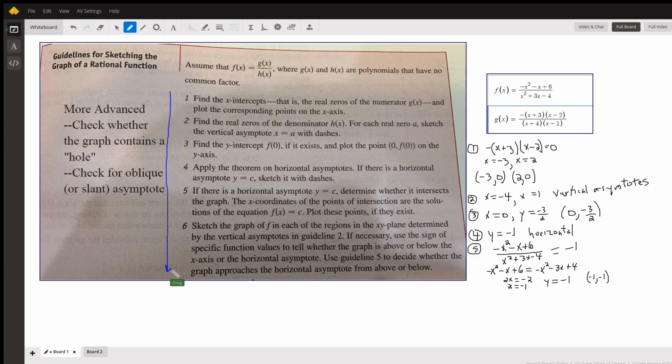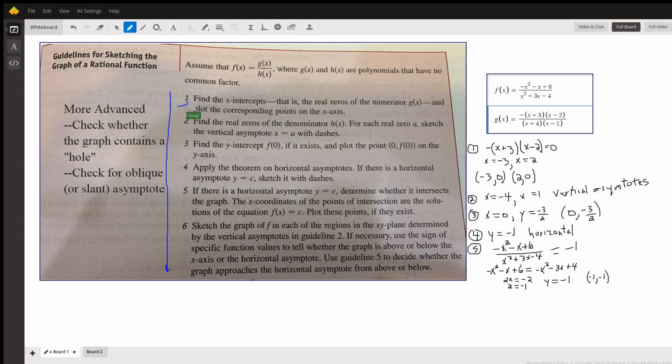These steps do not include any calculus, though we can apply calculus at some point in time to find out more information about the graph. But let's just follow these.